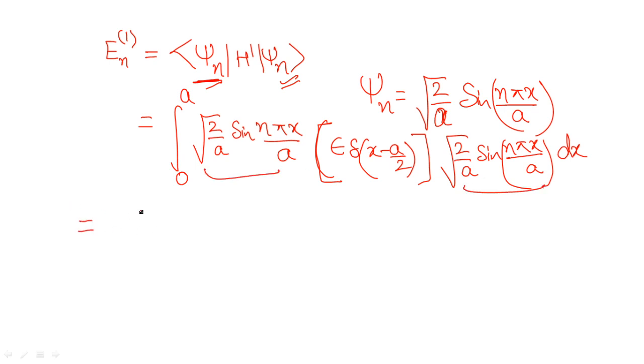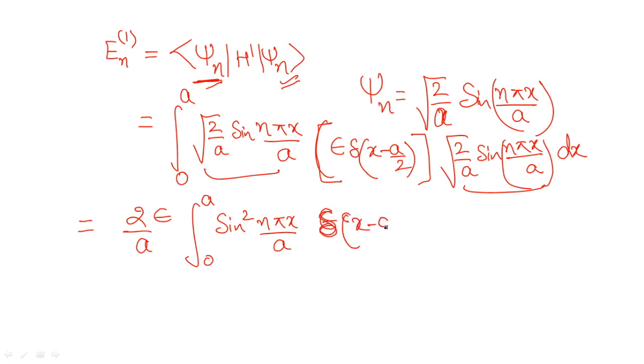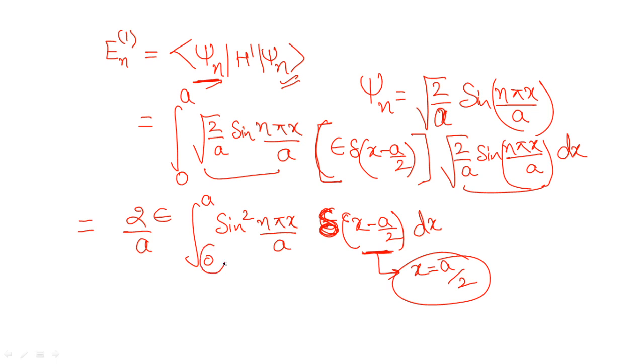Next, take the constants common. It will give you 2 by A, epsilon outside, integration 0 to A of sine square n pi x by A, and there you have delta of x minus A by 2, with epsilon taken common. Now, as per the property of the Dirac delta function, you have to find the value of x, which will be A by 2. Is this value lying within this region? Yes, within the range 0 to A.